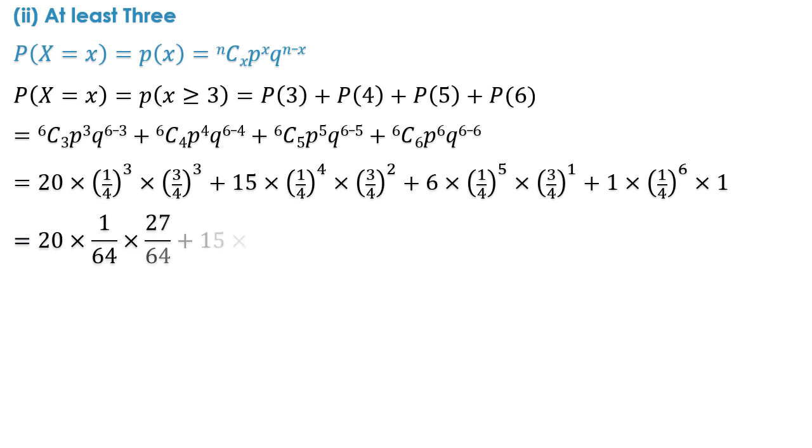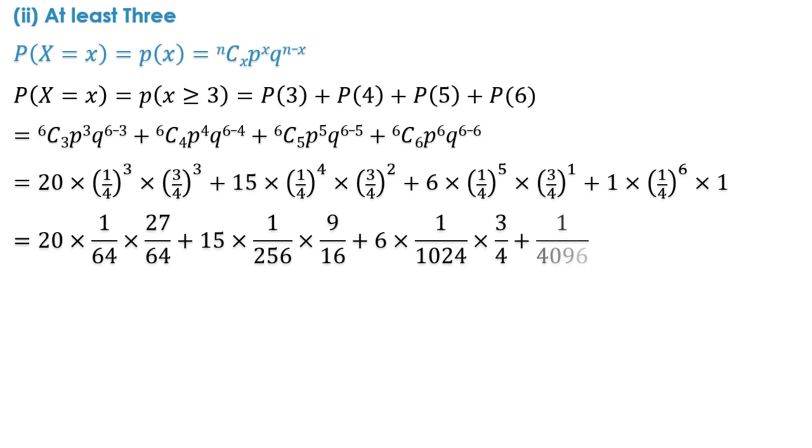20 into 1 upon 4 raised to 3 is 1 upon 64, and 3 upon 4 raised to 3 is 27 upon 64, just like the previous question. Of course, that's common. 15 remains 15, 1 upon 4 raised to 4 is 1 upon 256, and 3 upon 4 raised to 2 is 3 square 9, 4 square 16, plus 6 into 1 upon 4 raised to 5, so 1 raised to 5 is 1, 4 raised to 5 is 1024, 3 upon 4 raised to 1 is just 3 upon 4, plus, now 1 we can just forget about, 1 upon 4 raised to 6 is 1 upon 4096. Just multiply the respective values wherever it is possible.